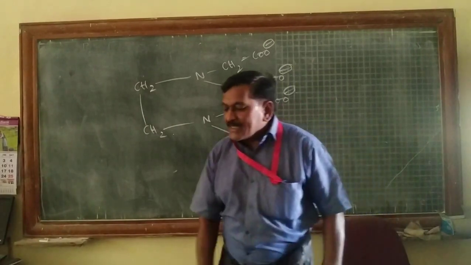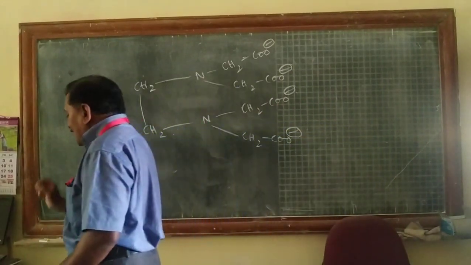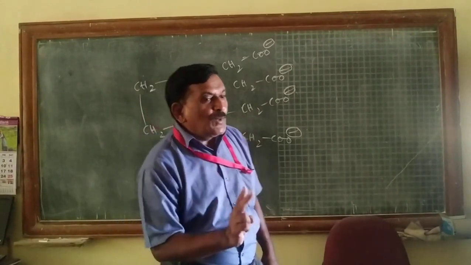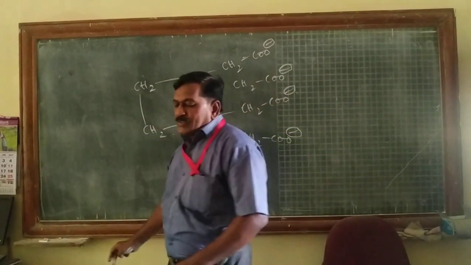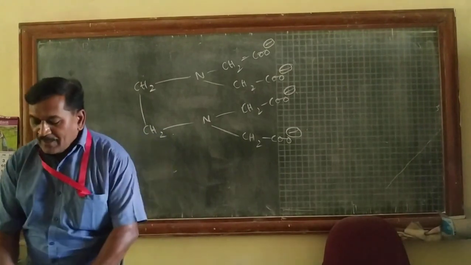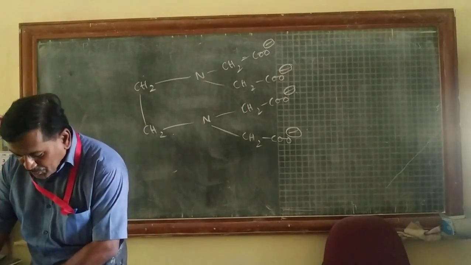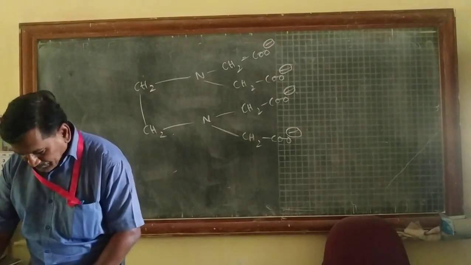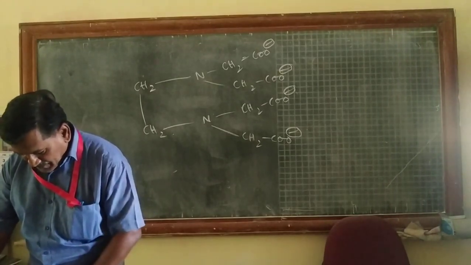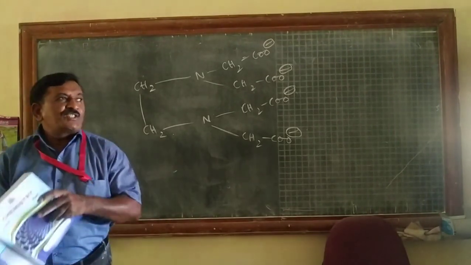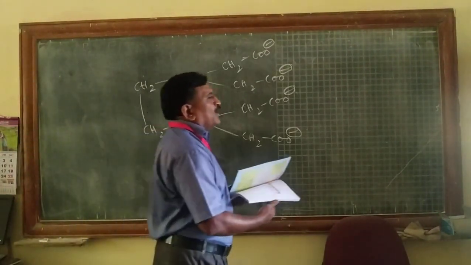Each ligand can donate a pair of electrons, that is two electrons, to the central metal ion. Okay. Next we will come across the nomenclature and the main postulates of these coordination compounds.